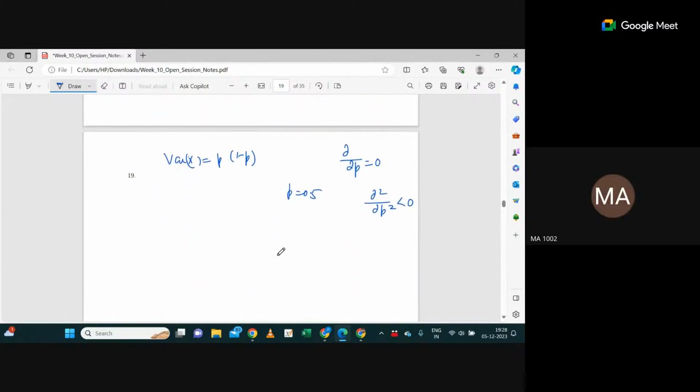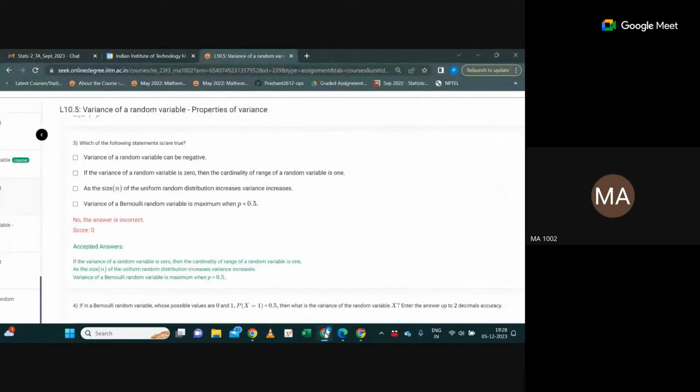Fine. So this is something you can try yourself. You can find out the maxima of anything this way. So in the case of Bernoulli, the maximum is at p equal to 0.5.